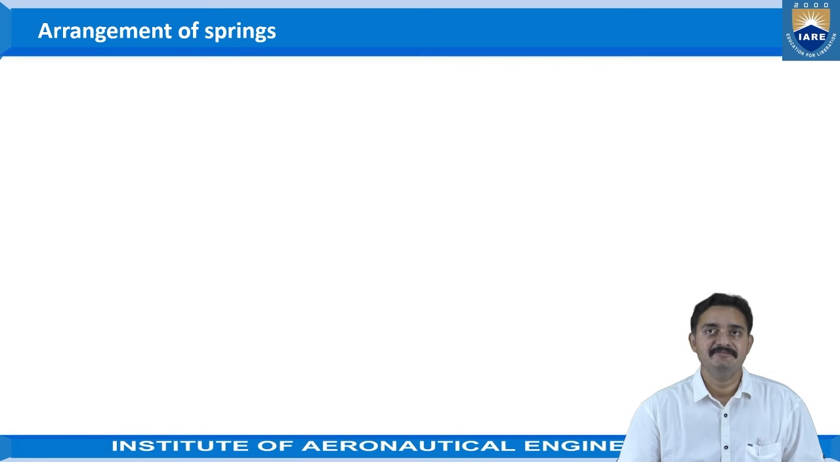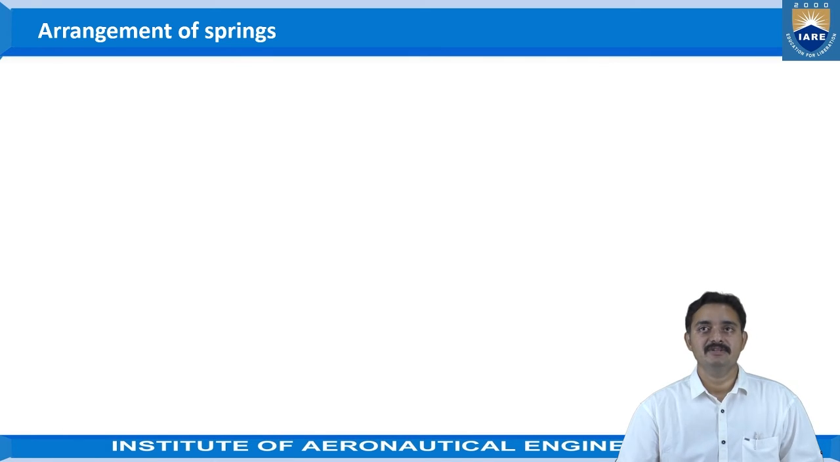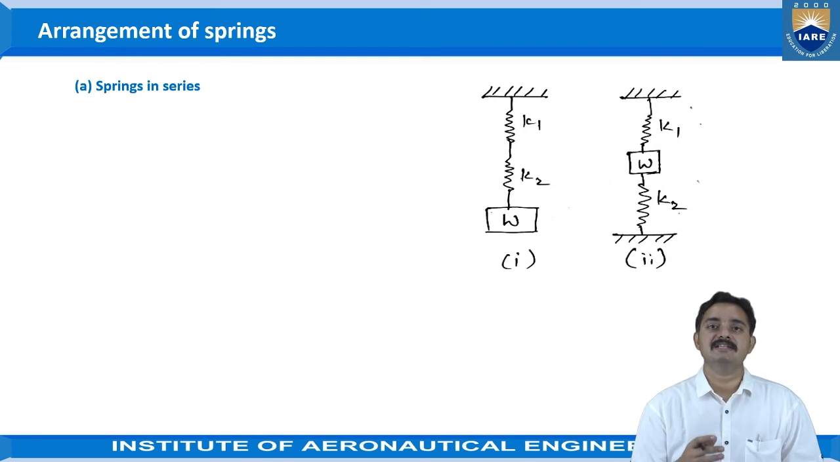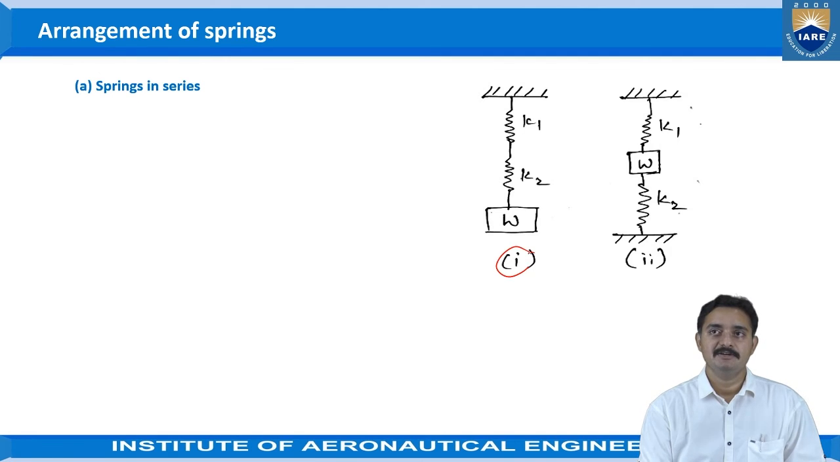Now let us see the different orientations or arrangements of the springs. The first case would be springs that are attached in series. Series is nothing but springs attached one after the other. In this also there will be two types.